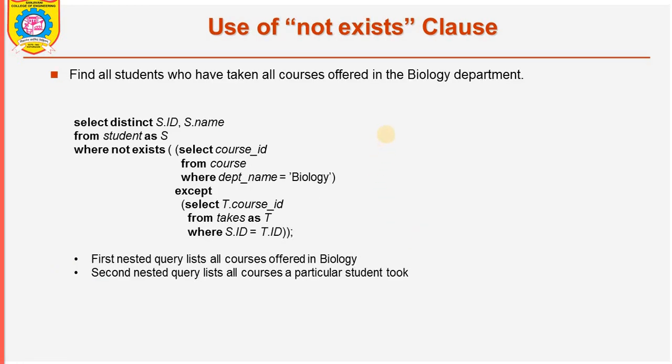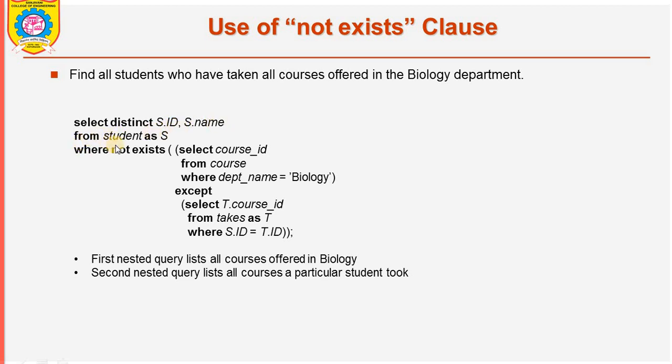Now the reverse case of exists, let us understand with an example. Find all the students who have taken all courses offered in the biology department. Here, for all the students, we have to select distinct S.ID. So each student will be identified by the S.ID and we want to display the name, that is, find all students. If students have duplicate names but their IDs are different, the distinct keyword will not display any duplicate value of a particular ID.